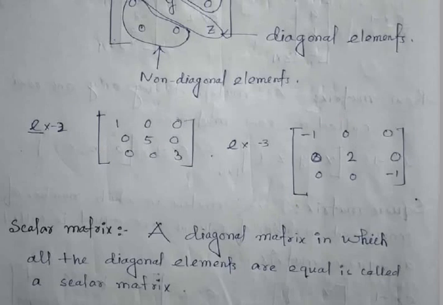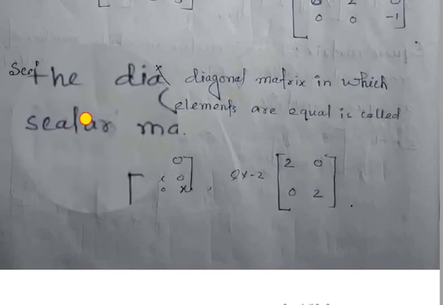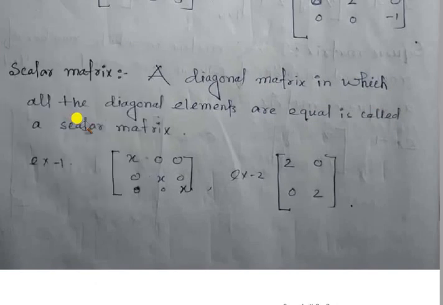Okay. Now, scalar matrix. A diagonal matrix in which all the diagonal elements are equal is called a scalar matrix. That means in a diagonal matrix, if all these diagonal elements are equal, then this is called a scalar matrix. Here we take one example. This is a matrix and all the diagonal elements are equal to 2. So this is a scalar matrix.